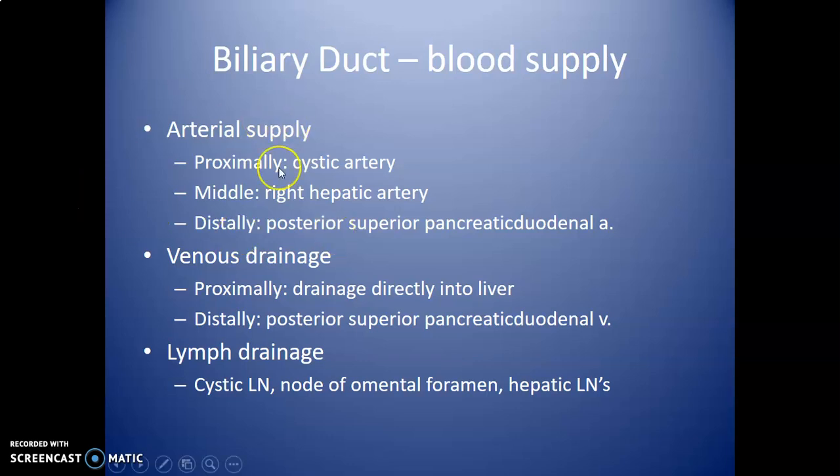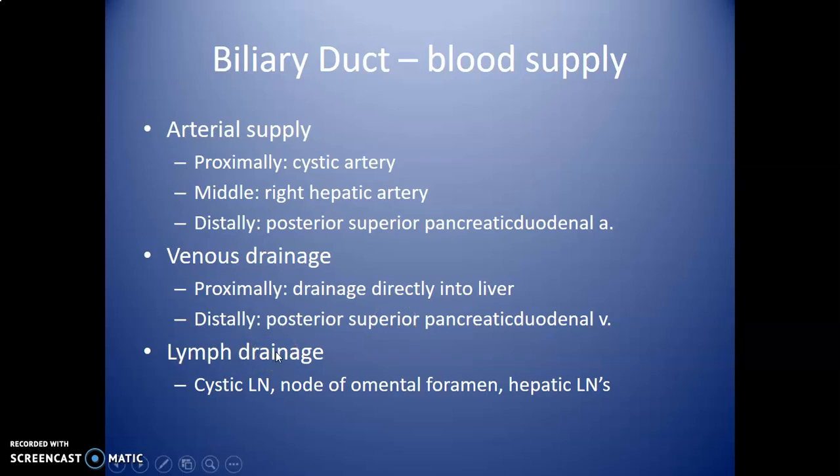So the common duct is proximally supplied by the cystic artery. The middle portion is supplied by the right hepatic artery, and distally supplied by the posterior pancreaticoduodenal arteries, which come from the gastroduodenal artery. What's the venous drainage of the common bile duct? It drains directly into the portal vein proximally, and distally it drains through the superior pancreaticoduodenal vein.